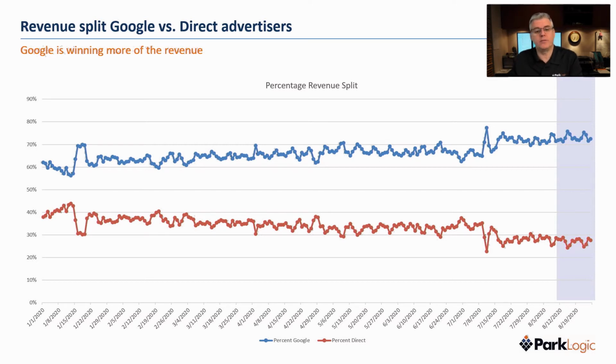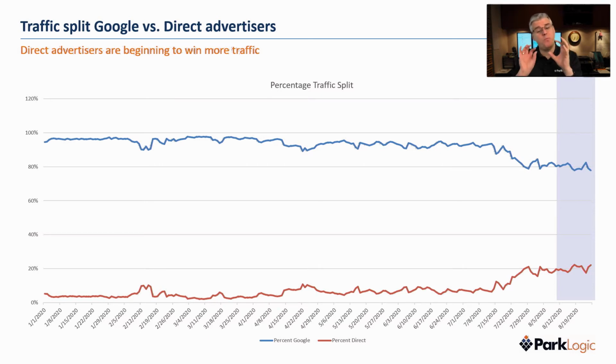So what else is going on here? Now this is the traffic split, and this is a bit more interesting. What it's saying is that the direct advertisers are surging forward with the amount of traffic they're winning, and we can see that there, and Google's losing the amount of traffic that it's gaining. But remember, Google's getting more of the good stuff, which is the revenue side versus the traffic side. So good news on this front for direct advertisers, and not so good for Google. But at the same time, Google's getting the lion's share of the revenue. So that's just the way it is.